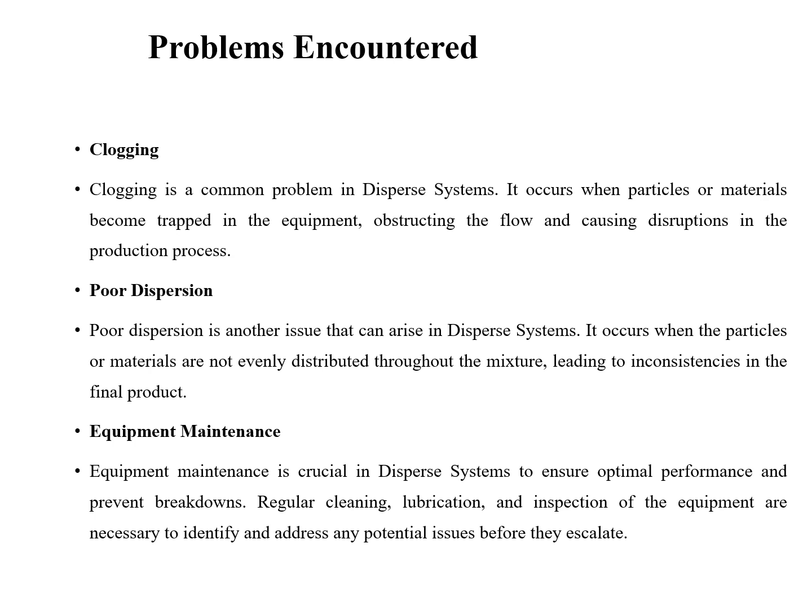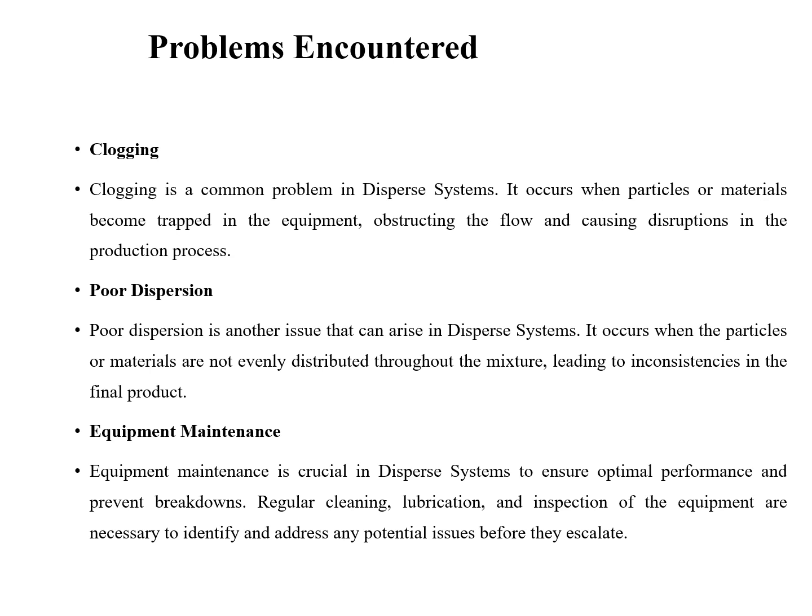Some of the problems encountered with disperse system are clogging, poor dispersion, equipment maintenance. Clogging is a common problem in disperse system. It occurs when particles or materials become trapped in the equipment, obstructing the flow and causing disruptions in the production process. Poor dispersion is another issue that can arise in disperse system.